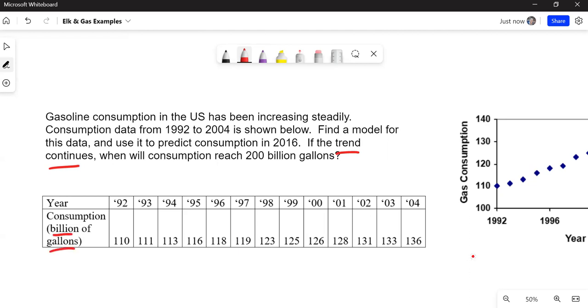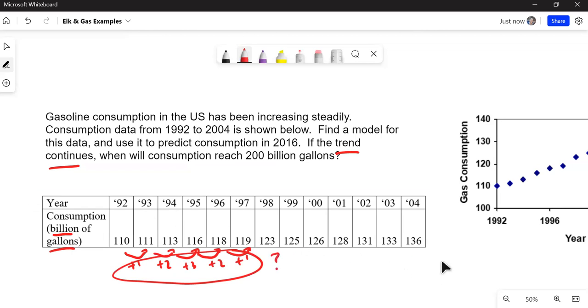So we can see in 1992, we started off with 110 billion gallons. And in the year 2004, we have 136 billion gallons. So what's the trend? Well, if you just analyze the numbers, that one's +1, and that one's +2, and that one's +3. But that one's +2, and that one's +1. Notice that these rates don't really seem to be linear. They're moving around. They're not the same. So this might leave you with some questions.